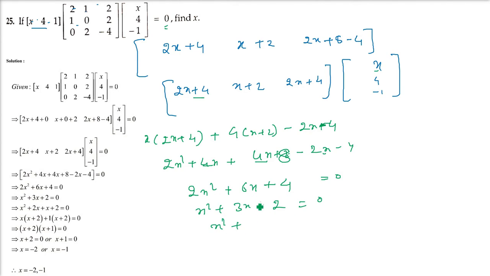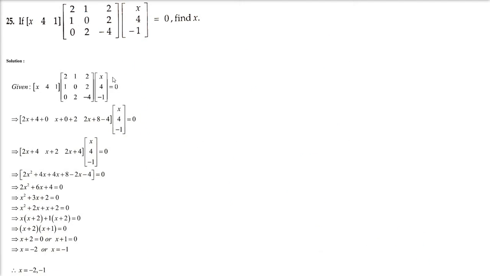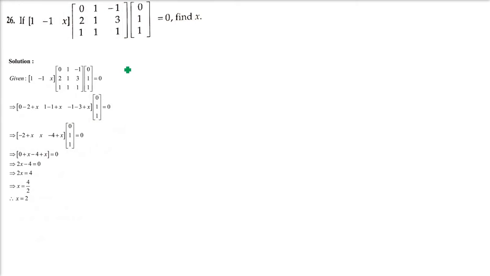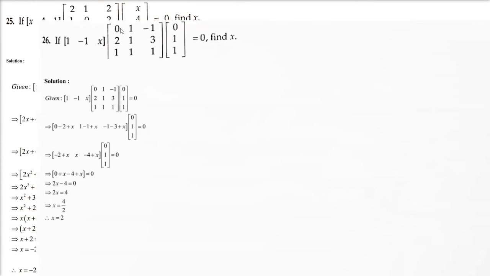This can be written as x square plus 2x plus x plus 2. Now take x common from here. x plus 2 you get. 1 common, x plus 2 you get. So x plus 1 into x plus 2 is equal to 0, so x equals minus 1 and x equals minus 2. This is your final value. Okay, this question, I hope you'll be able to do. 24th question first part, 25th question and 26th, they are absolutely exactly the same. I hope you'll be able to do this.